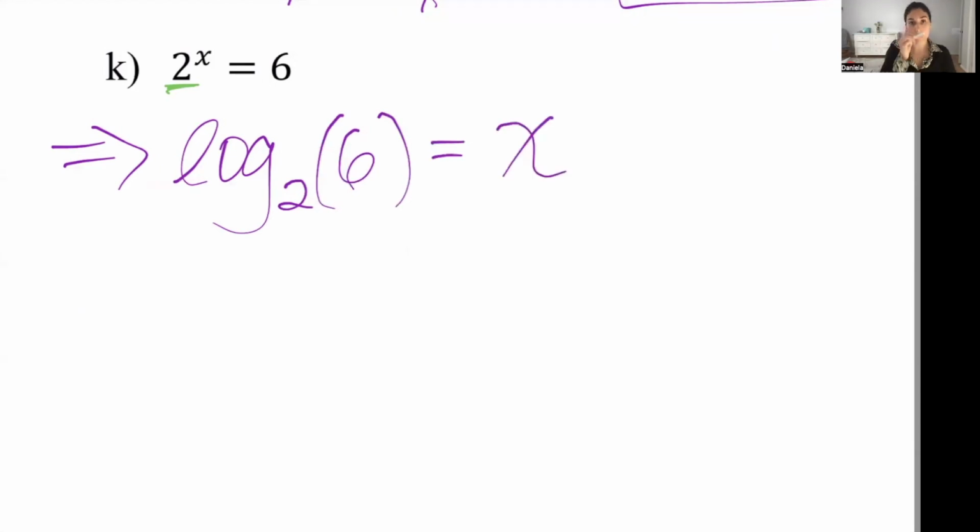And you could do a little check. It should end up being like that little circle: this to this power equals 6. So let's say you put x inside the log. You could just do a check afterwards just to make sure that it works out.